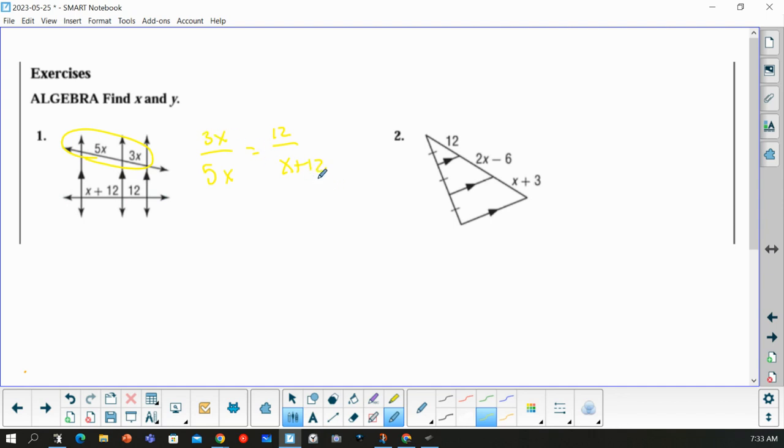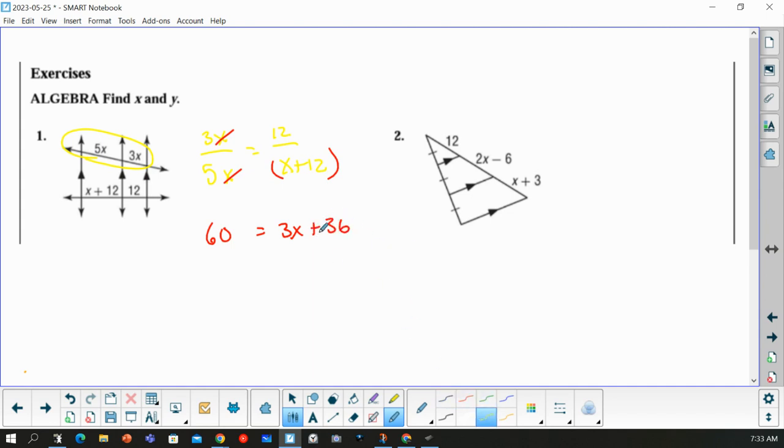All right, 3x. I can do something easy here. Notice there's an x here and an x there. I can cancel those x's out. Isn't that nice? One less x to deal with. That's going to make it a little bit easier. All right. 12 times 5 is 60. 3 times x plus 12. 3 times x, 3x. 3 times 12, 36.